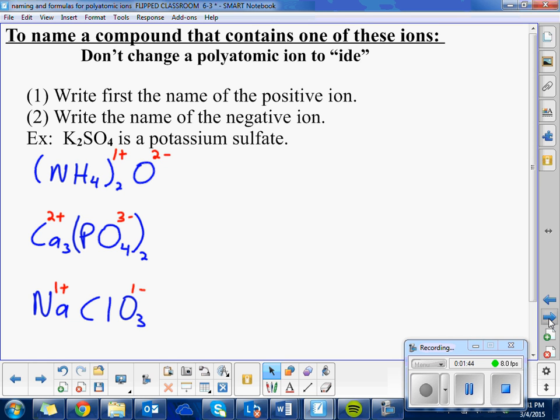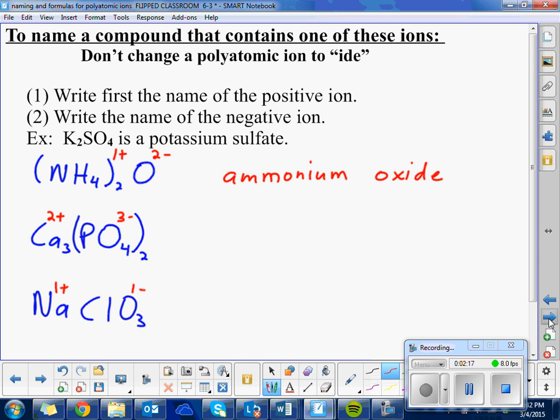So let's take a look at these examples here. We have NH4. If you remember from the list of the polyatomic ions, NH4 is ammonium. So I write the name ammonium. And then I have O, which is oxygen. But it's just oxygen forming a compound, so it turns into oxide. So my answer, the name of (NH4)2O, is ammonium oxide.